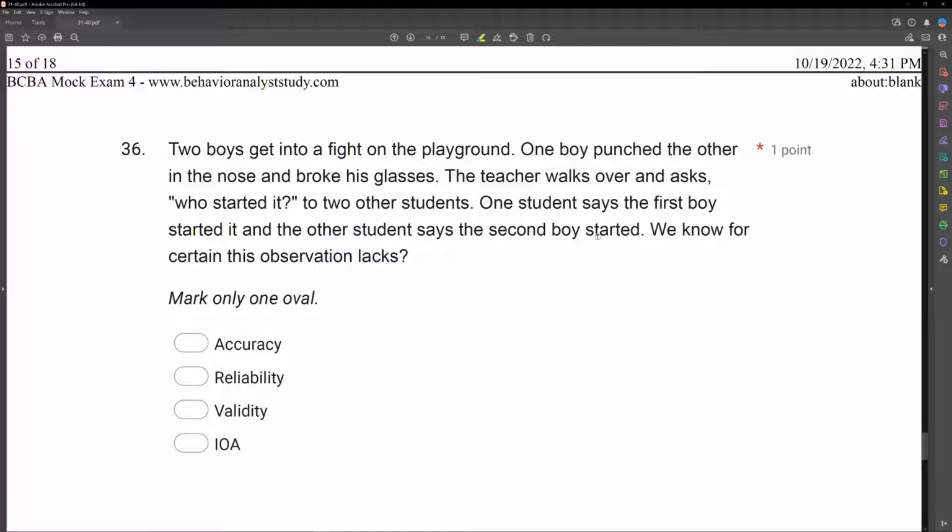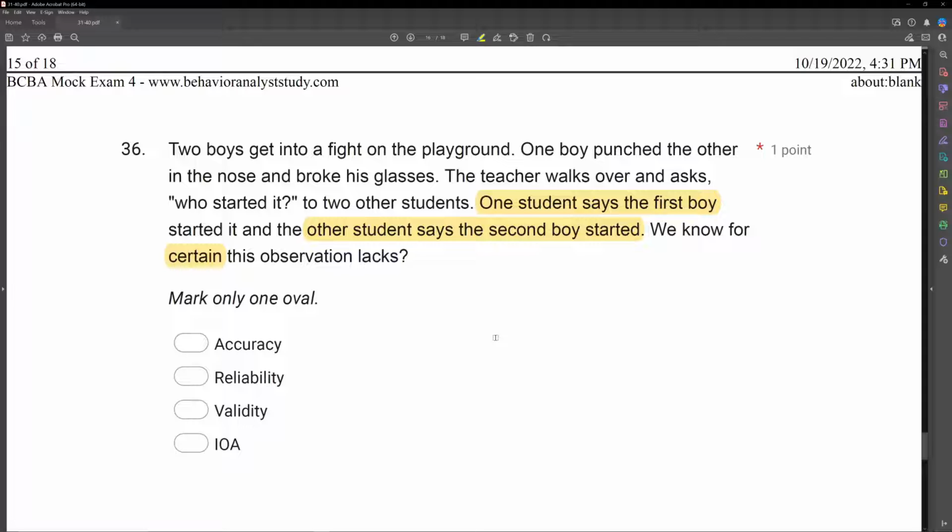In this case, what do we know? Okay. We know one boy punched the other in the nose and broke his glasses. Then one student says the first boy started it. Other student says the second boy started it. The question asks, what do we know for certain? Okay. In this case, do we know the accuracy of their statements? We don't, because we don't actually know who started it, right? Both boys could have started it.